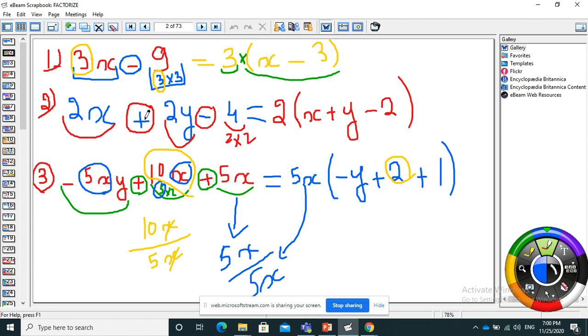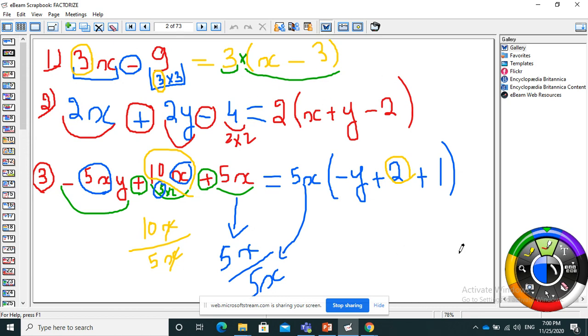The second one, also a visible factor. If I look at this one here, how many terms do I have? I have 1, 2, 3 terms separated by plus and minus. Do we have something in common between 2x, 2y, and 4? Yes, I have my 2. So 2 factor, I still have here x, y, and 2. To know what's remaining, every time I take the part divided by the common factor. 2x over 2 gives me x, 2y over 2 gives me y, 4 over 2 gives me 2.